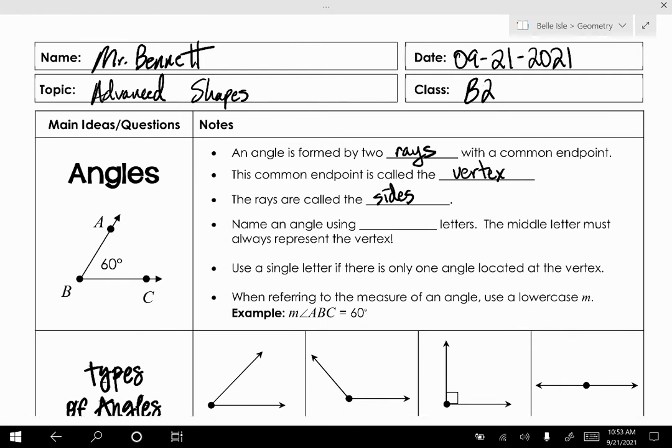Okay? So if we look at A, B, and C, we are using A, B, and C to name the angle. So we're using how many letters? 3. Okay, the middle letter must always represent the vertex. Okay, so order is or is not important?